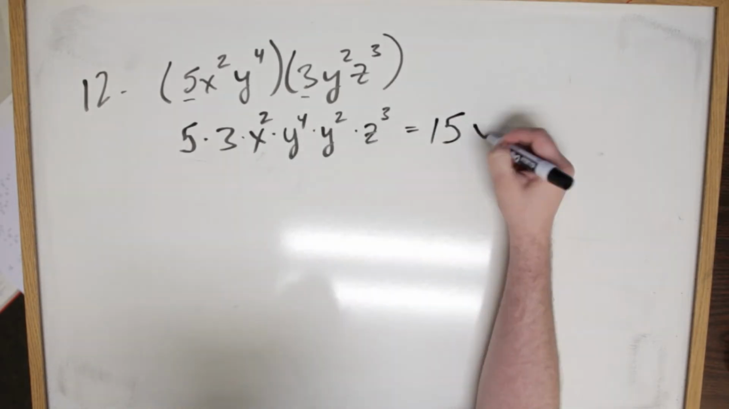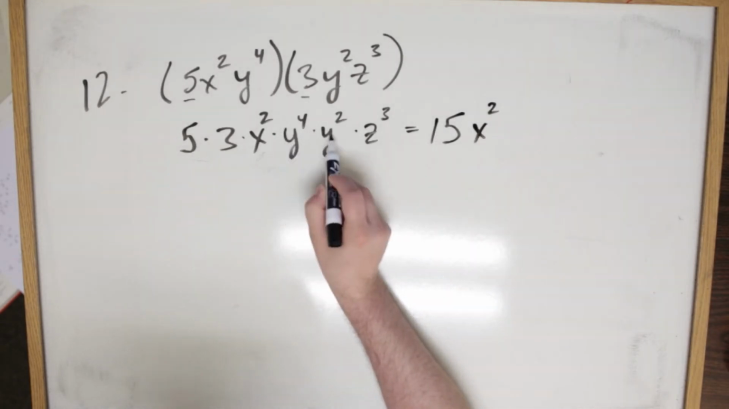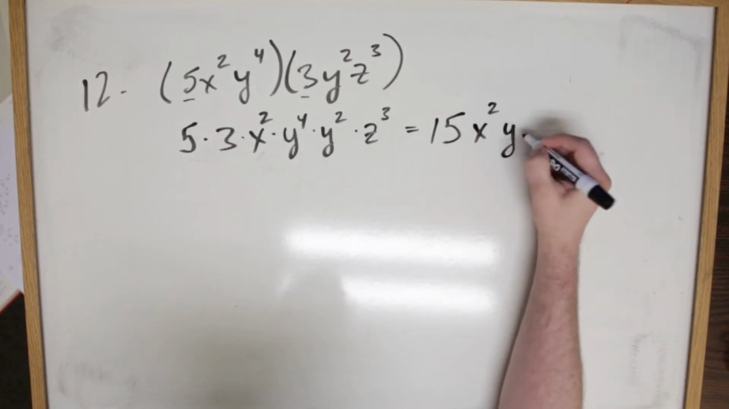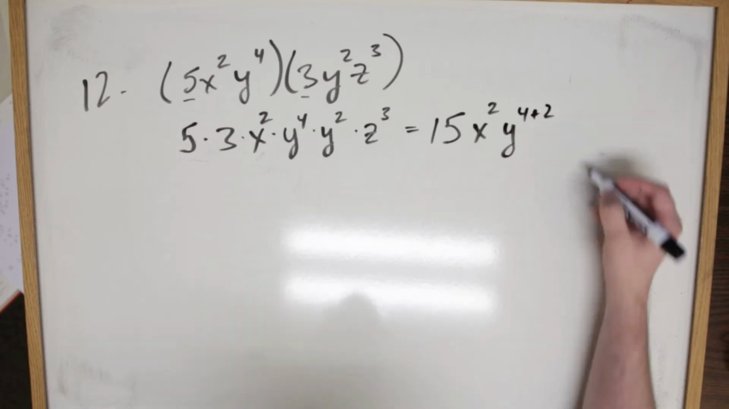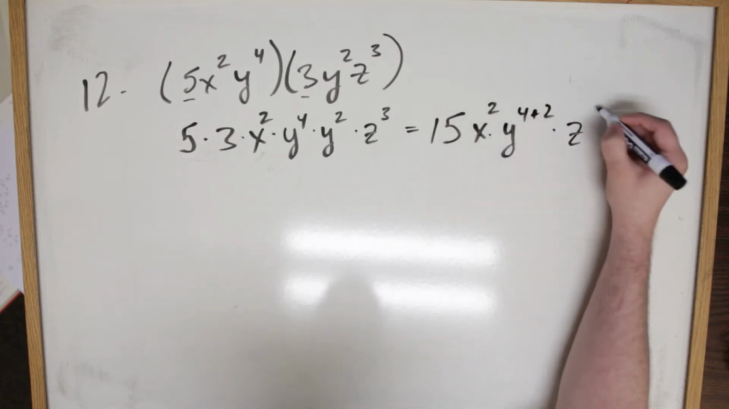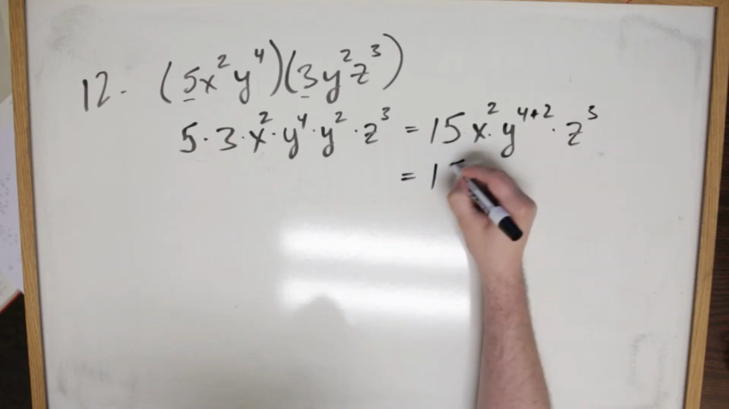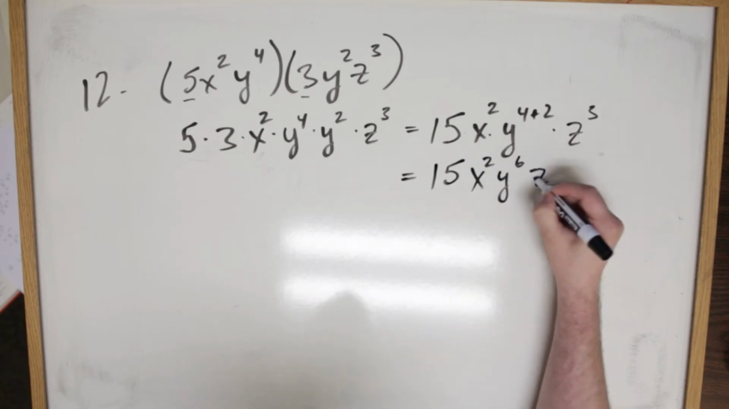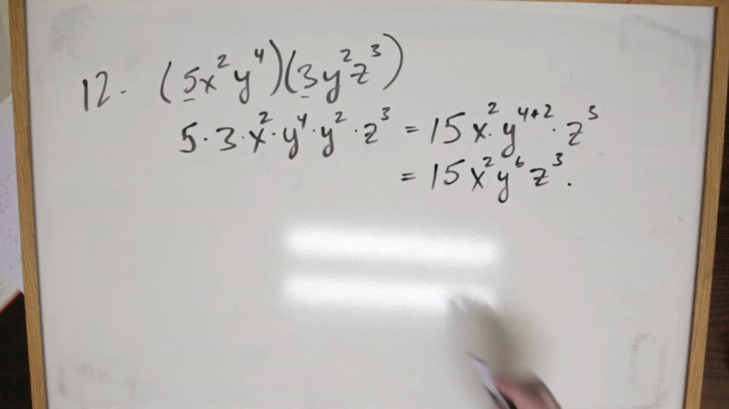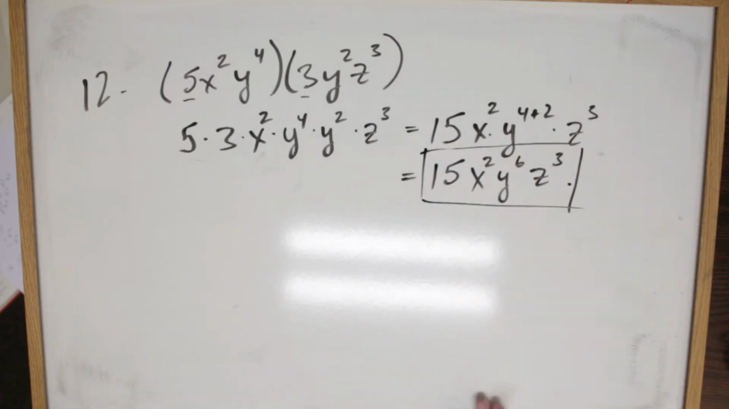The x squared is coming for the ride. And notice I've got two of the same base, but different exponents. Since they're multiplying, that means I've got 4 plus 2, times z to the 3rd. So this is equal to 15x squared y to the 6th z to the 3rd. And this right here is my final answer. That is fully simplified.